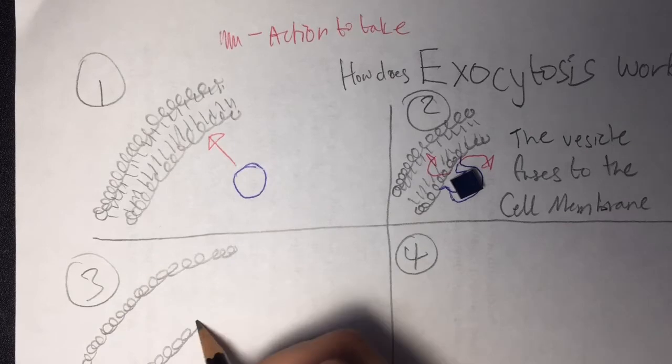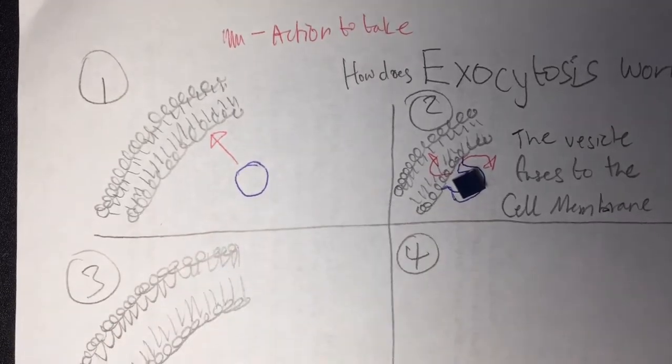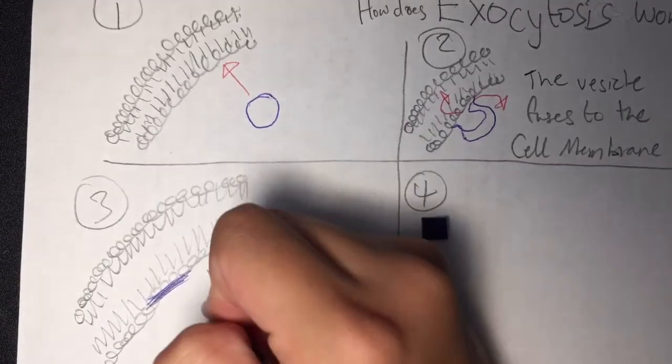Alright, here's the third step. We'll draw another cell membrane. This one looks like teeth. It's getting worse. And now this time, we'll have the cell membrane completely fused with the vesicle. So now it's like, they are now the same thing.